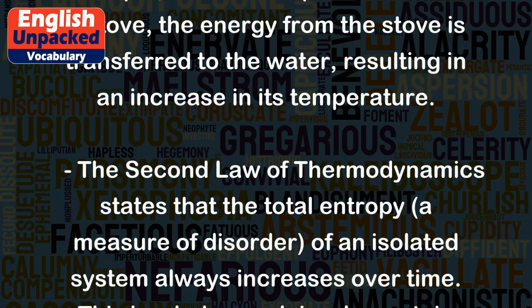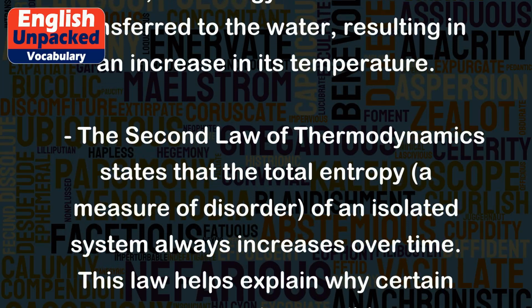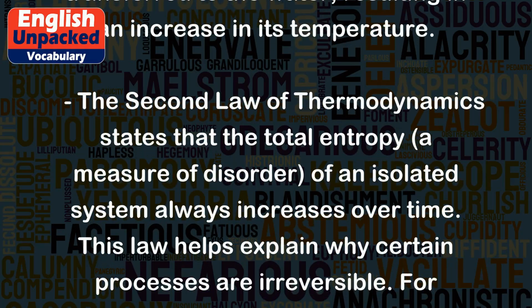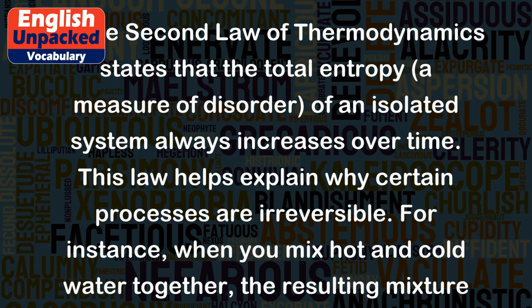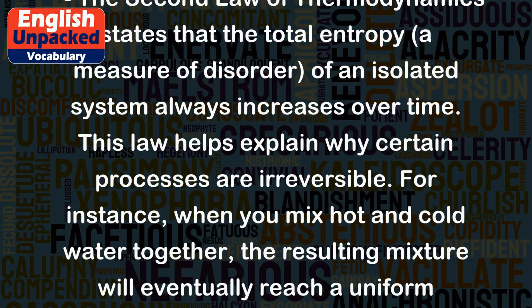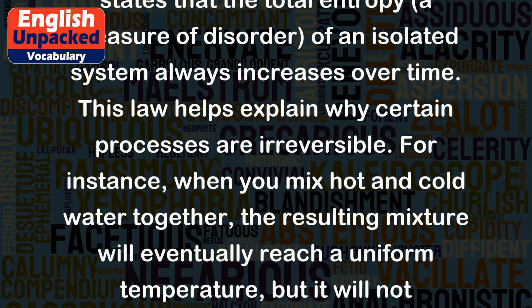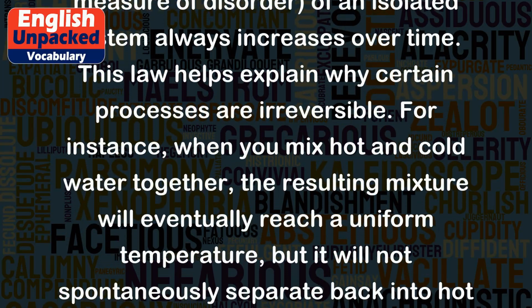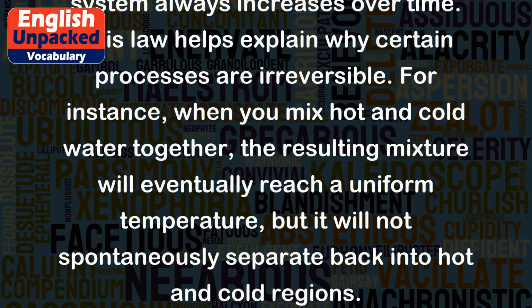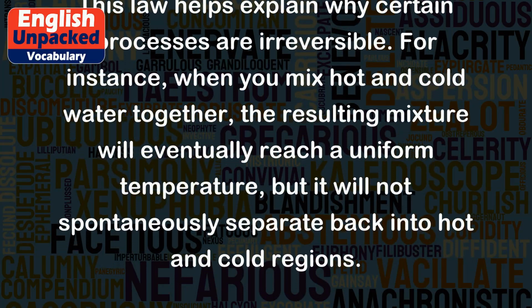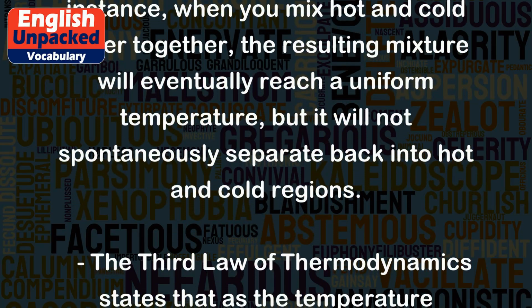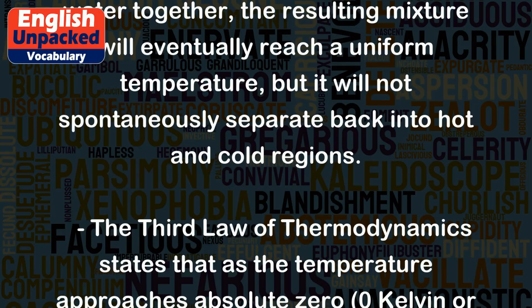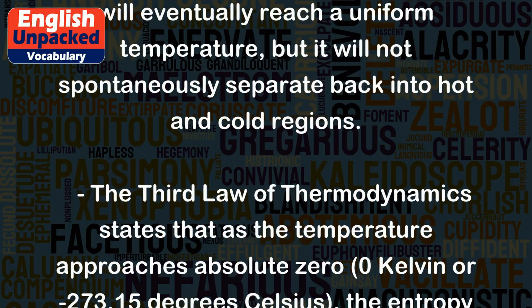The second law of thermodynamics states that the total entropy, a measure of disorder, of an isolated system always increases over time. This law helps explain why certain processes are irreversible. For instance, when you mix hot and cold water together, the resulting mixture will eventually reach a uniform temperature, but it will not spontaneously separate back into hot and cold regions.